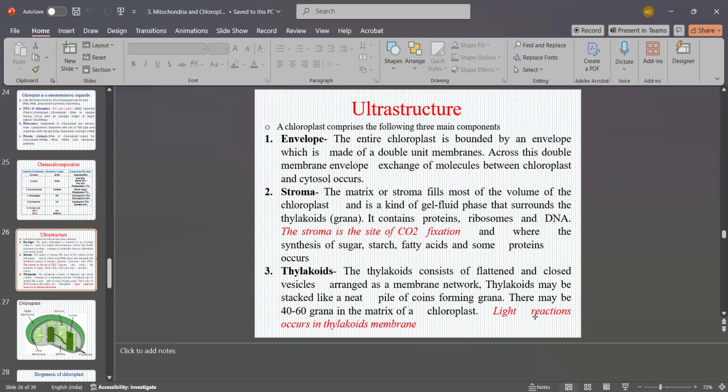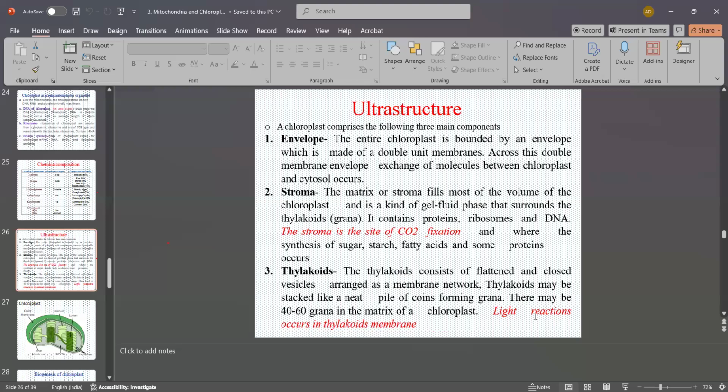Second one, stroma. Third one, thylakoids. Envelope: the entire chloroplast is bounded by an envelope, which is made up of a double unit membrane. Across this double membrane envelope, exchange of molecules between chloroplast and cytosol occurs. This is also an important part of the cell organelle, the chloroplast. Second one is the stroma.